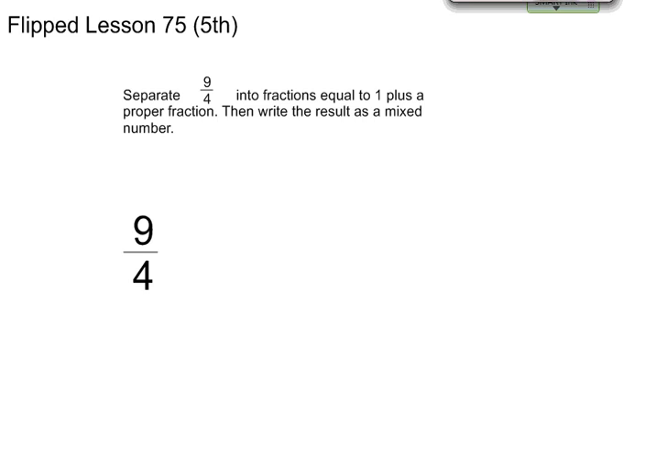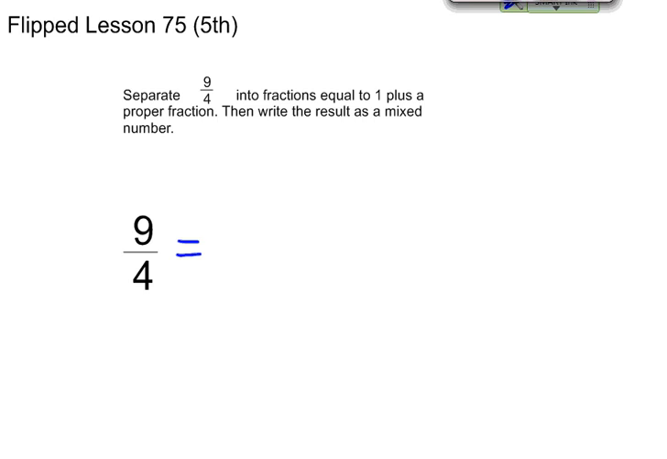Today we're learning how to convert an improper fraction into a mixed number. On the screen you see our first example. It says separate 9/4 into fractions equal to 1 plus a proper fraction, then write the results as a mixed number. So what it's telling us to do is understand where the whole numbers are coming from.